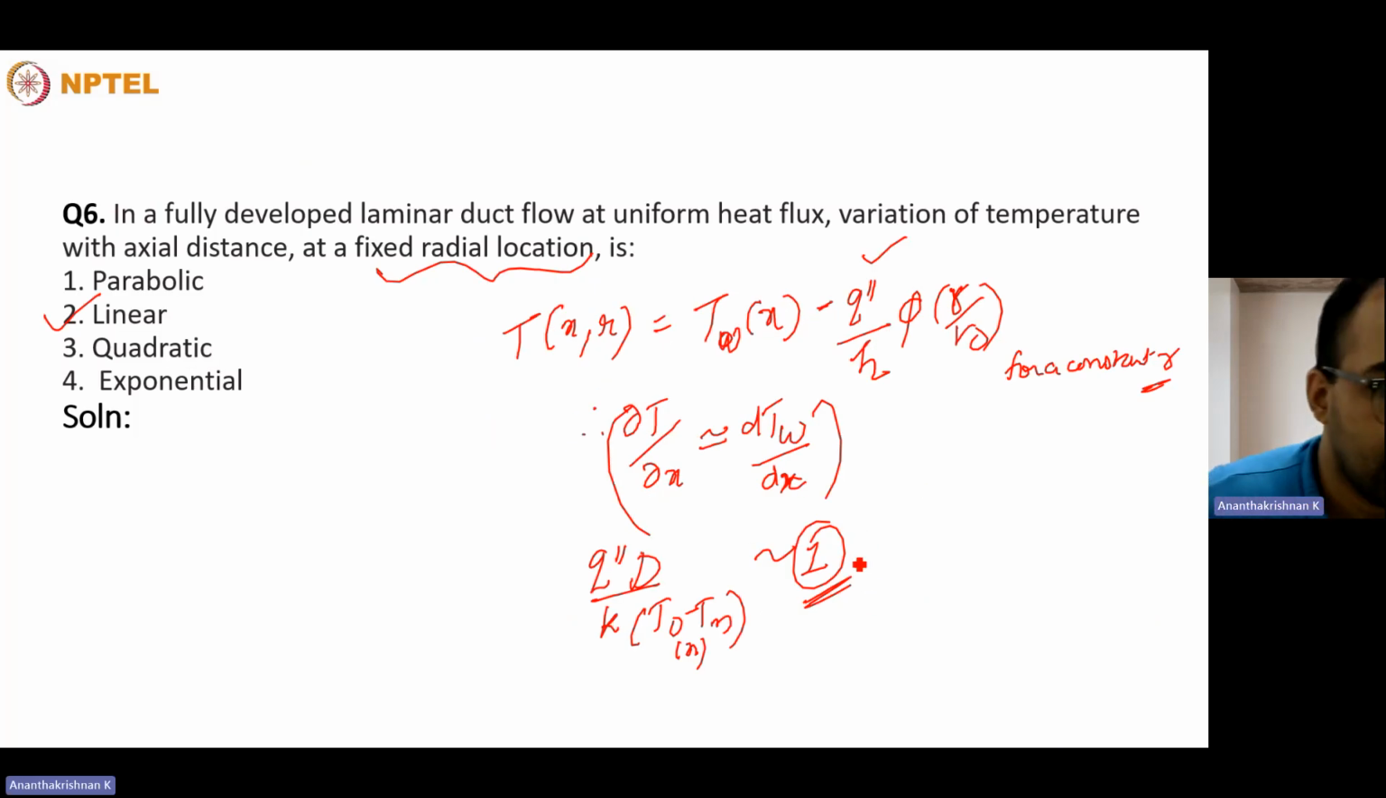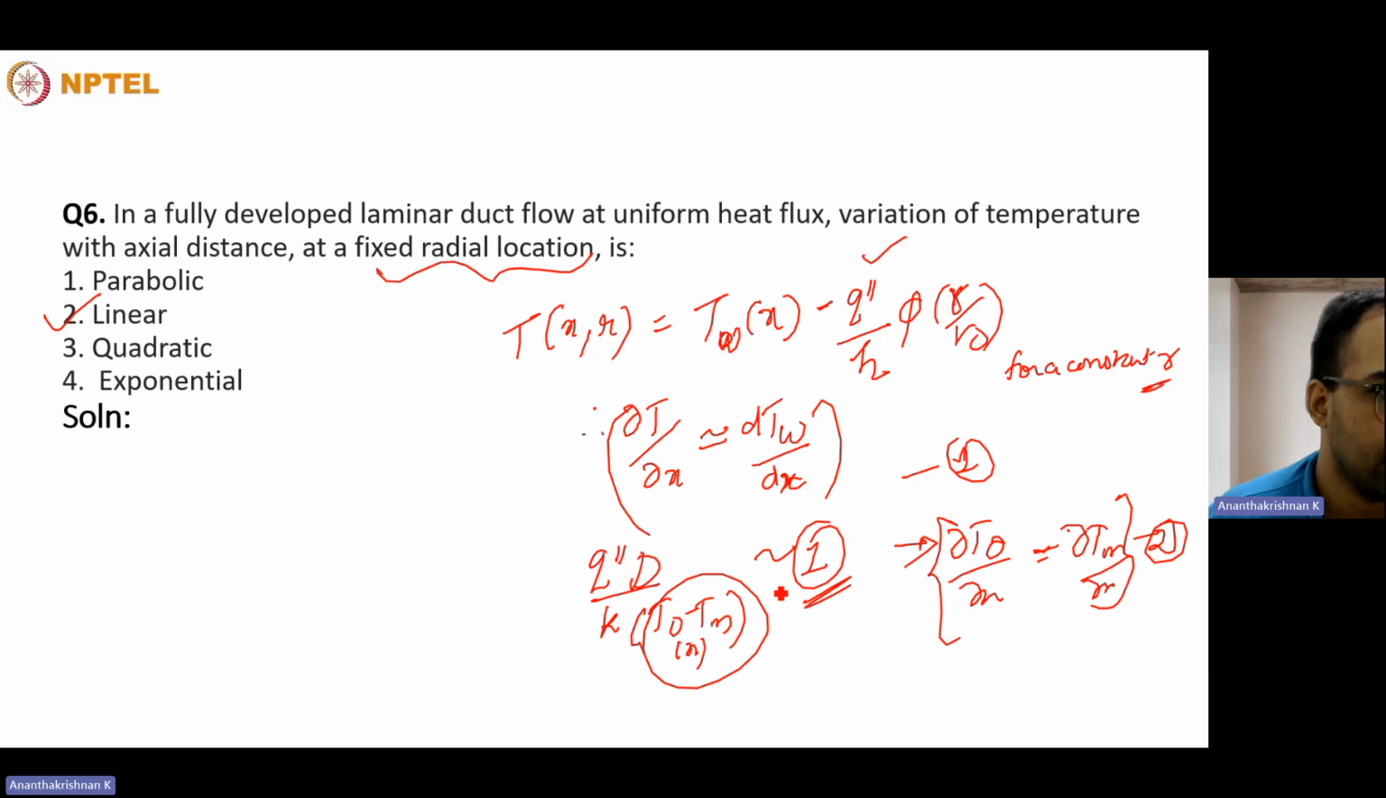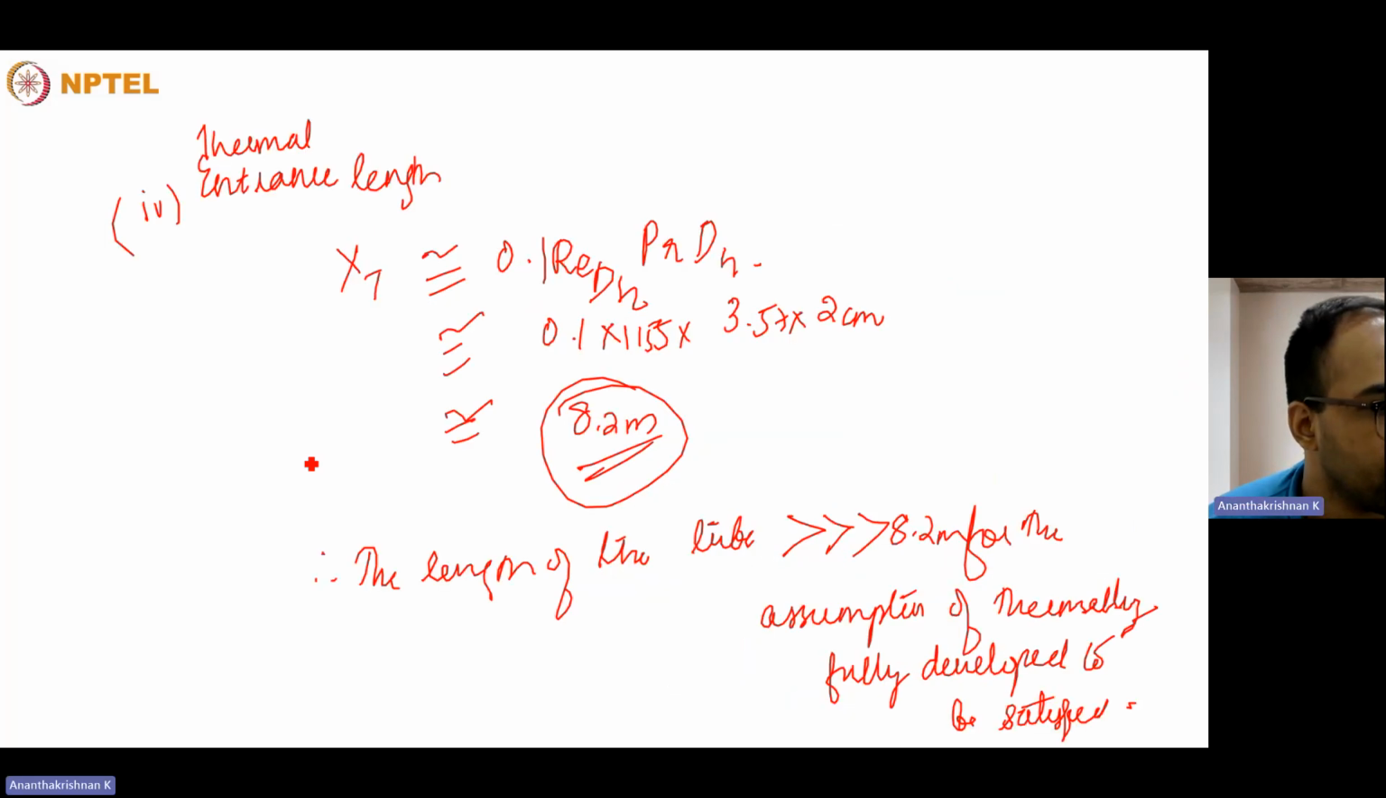So in this case, based on this, when we differentiate with respect to x, we could see that dou T wall by dou x is equal to dou T m by dou x. So one equation says this, and the second equation says this, and therefore dou T by dou x is the same as dou T m by dou x. This dou T m by dou x is what we have seen in the previous case.